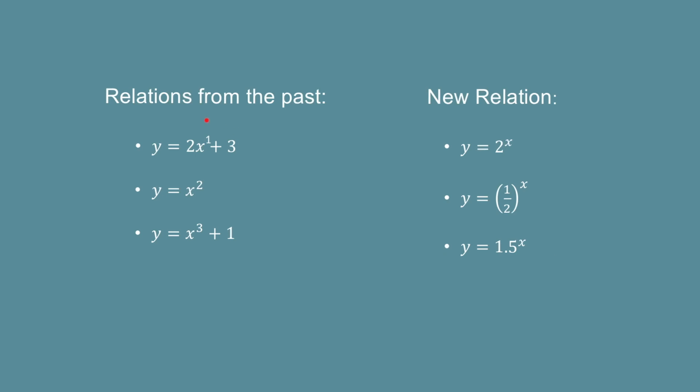Notice that the relations on the left, this one right here, all have the variable x as the base and the exponent as the fixed number. So in this case, the exponent is 1, but the base is x. Here, the exponent is fixed, is 2, but the base is x. Whereas right here, we have something in reverse. I want you to notice that here, it is the exponent that is the variable, yet the base is the fixed number. In this case, the base is 2. Same thing over here. The exponent is the variable, and the base is the fixed number.